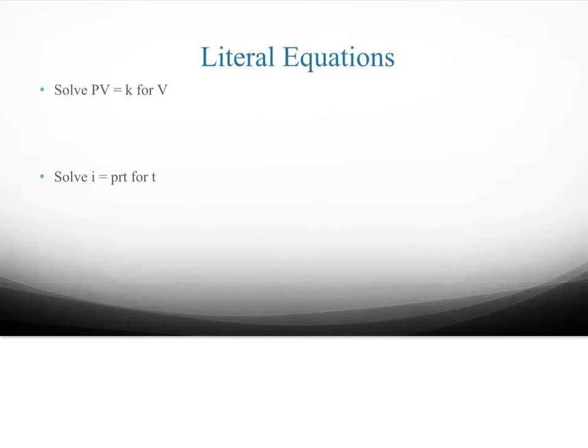Let's look at some literal equations. A literal equation is an equation where there's all variables involved. So if I have PV equals K, and we want to solve it for V, I'm going to use all the steps that we've developed up to this point. If V is the one that I want, then I've got to get rid of P somehow. You got to ask yourself, well, what's the operation between P and V? In this case, it's multiplication because we don't see a sign.